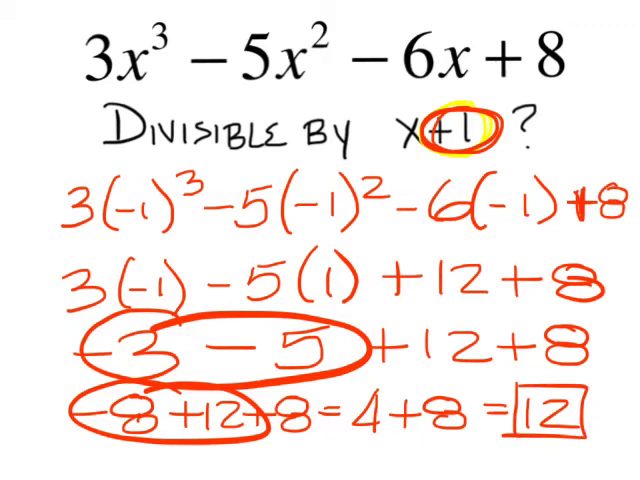If you get an answer of 0, then it's yes. If you get an answer other than 0, the answer is no. So in this case, x plus 1 does not divide into that expression evenly. If it's 0, it means there is no remainder and that it divides into it evenly. If it's 0, it's yes. If it's no, then that means you came up with a number other than 0.